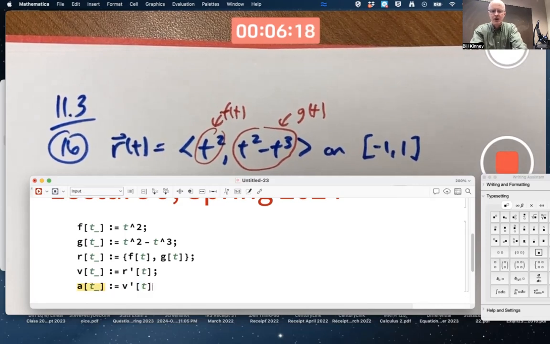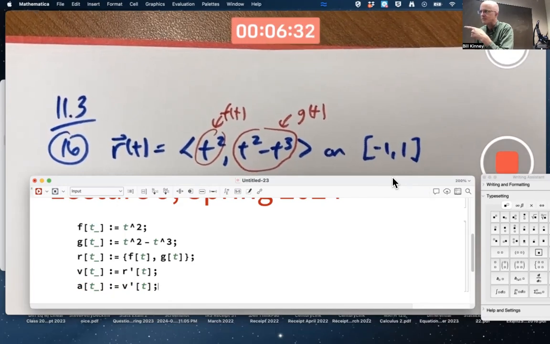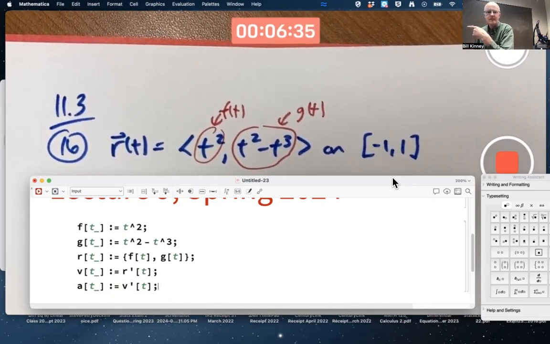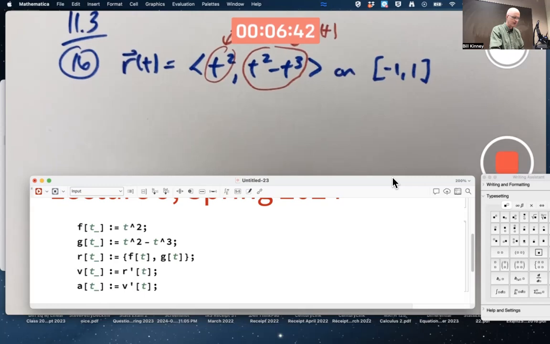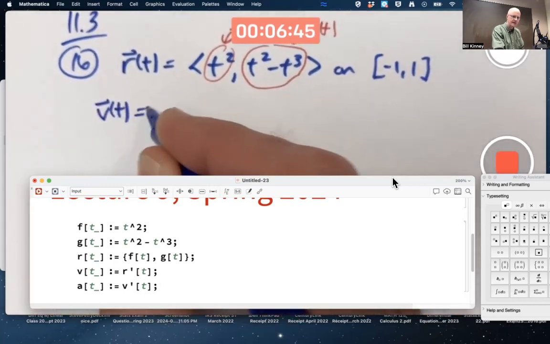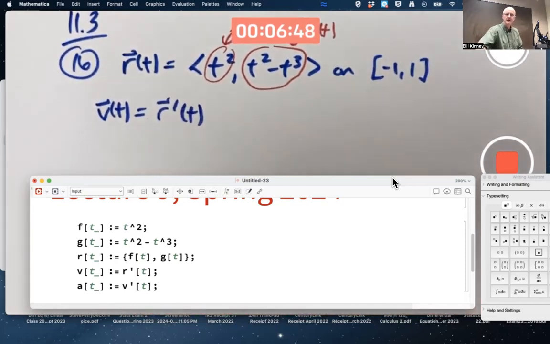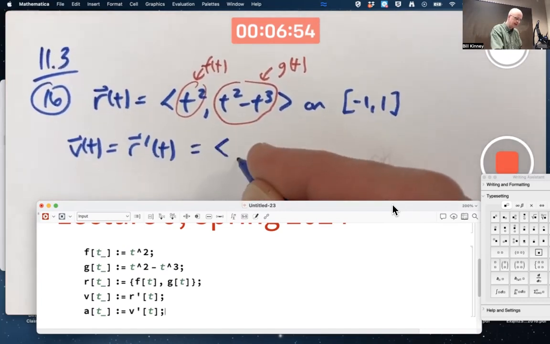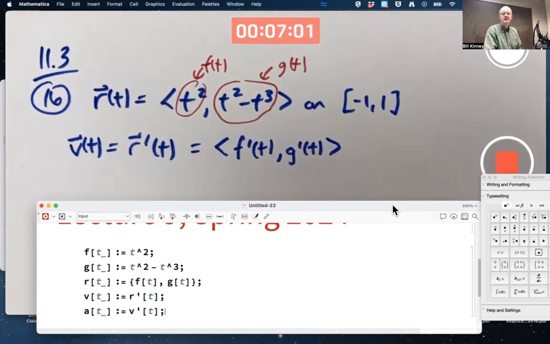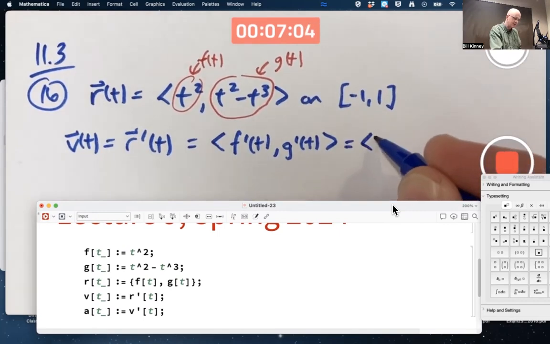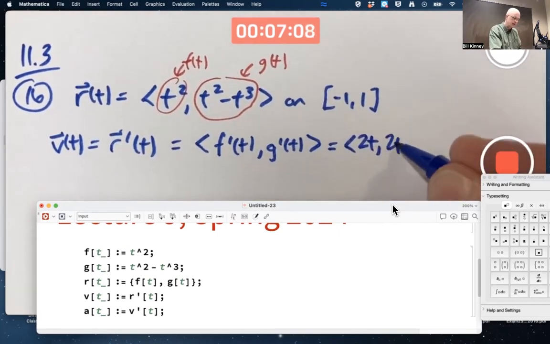And we want to start trying to today understand the acceleration vector. In particular, we want to start to get a little intuition about how it's related to the velocity vector. It is its rate of change. It is its derivative. We want to understand that intuitively. We'll have Mathematica compute it, but let's see what we can compute by hand. The velocity vector, v of t, is r prime of t. In the general case, that's f prime comma g prime as a vector in 2D. And for our example, that simplifies to 2t comma 2t minus 3t squared.